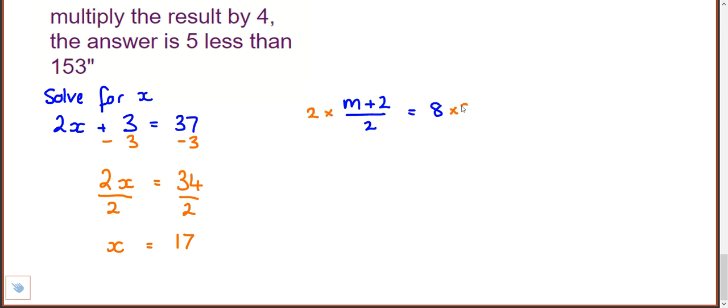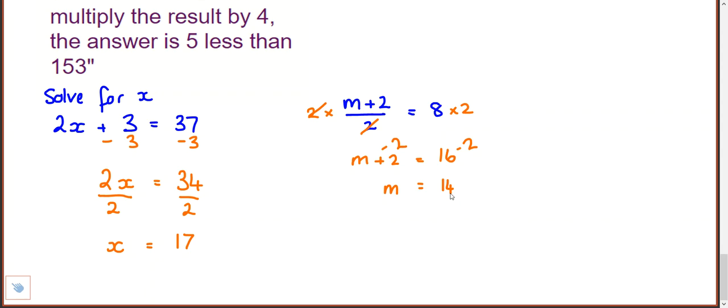I have to do it to that side too. That gets rid of my divide by 2, so I'm left with n plus 2 equals 16. Since it's a plus, it would be a minus. So that's 16 minus 2, and then n equals 14. Exactly. Now, can you see how, if I didn't read it properly, I might try and subtract 2 first?